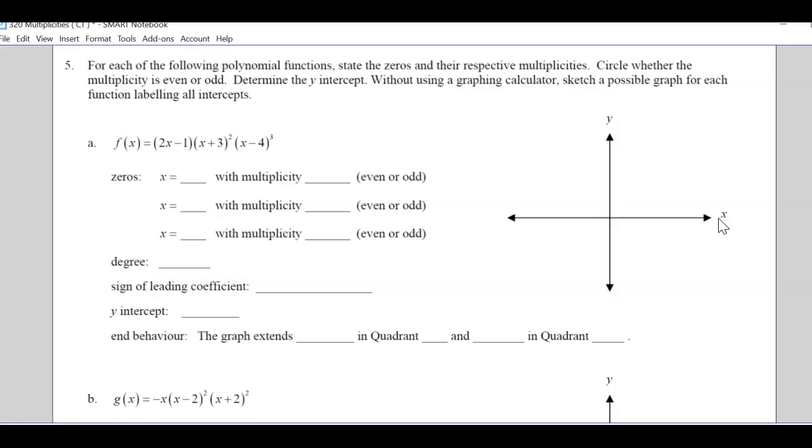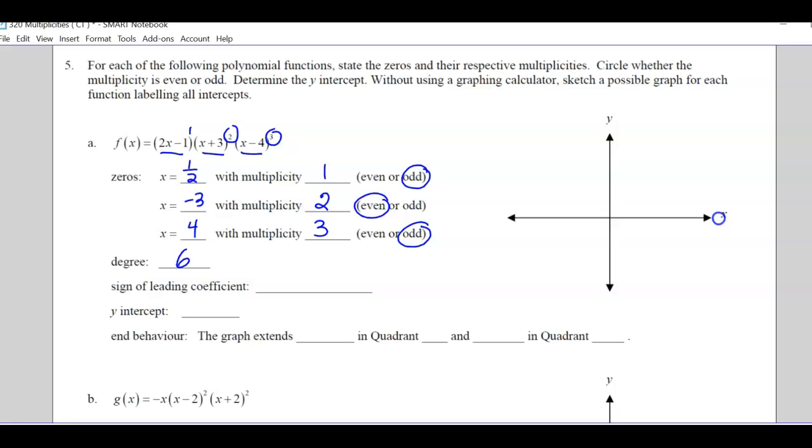In any case, the zeros here, for each factor, that would be positive 1/2, -3, and +4. For the 1/2, there's an exponent of 1. It's not shown, but it's understood to be 1, which is odd. -3 has an exponent of 2, so it's a multiplicity of 2, which is even, and then multiplicity of 3, which is odd. So the degree is going to be 1 plus 2 plus 3, which is 6.